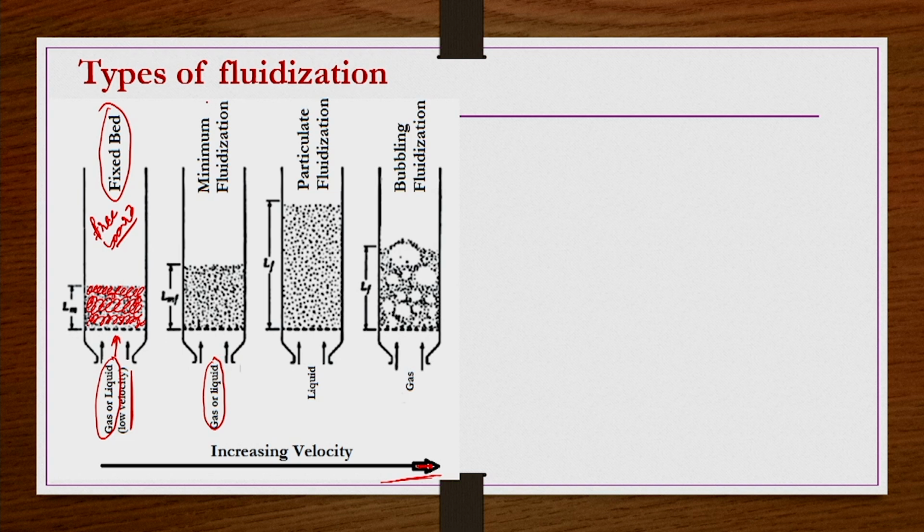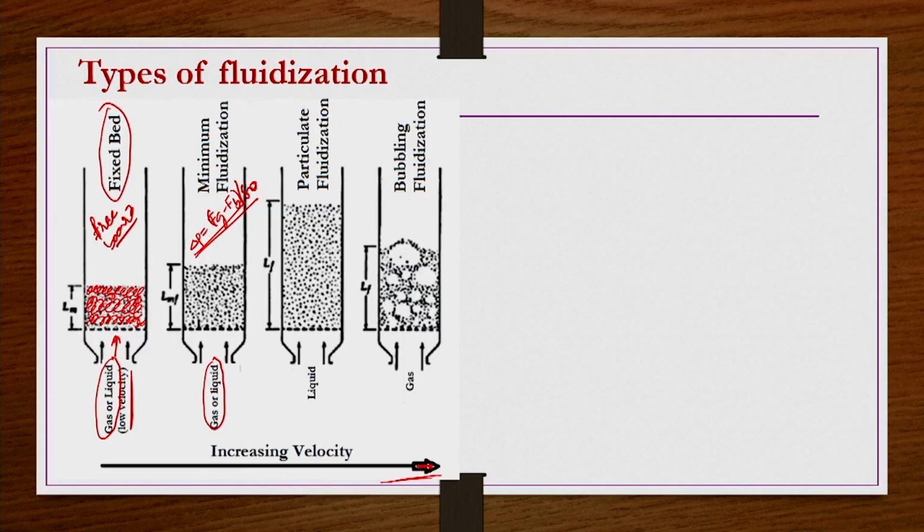This condition we call minimum fluidization, under which the total resistance offered by the particles is balanced by the buoyant weight of the bed. That is the balance under that condition, when the particles are expanding or moving slightly away from each other. There will be a velocity at which the overall resistance offered by the particles to the flow of the fluid is balanced by the buoyant weight of the bed. That condition we call the incipient fluidization point or minimum fluidization point.